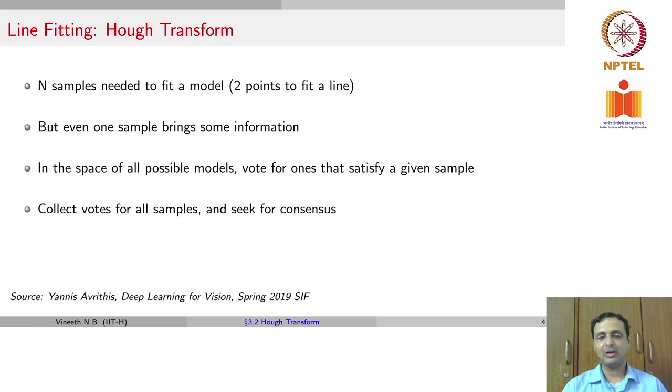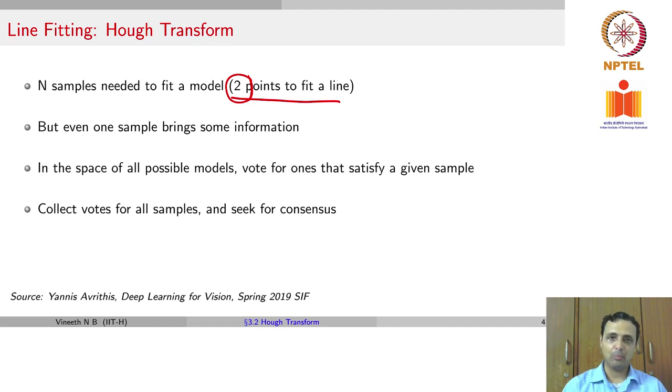We know that to fit any model, we need a certain number of samples. For example, to fit a line, we need 2 samples. If it was any other model, if you were fitting a square or a circle, we need a different number of points. To fit a line, you may need 2 points. Let's start with that example. But even if you had just 1 point instead of 2 points, you know that it could belong to a certain family of lines. It gives you some partial information about the line equation itself.